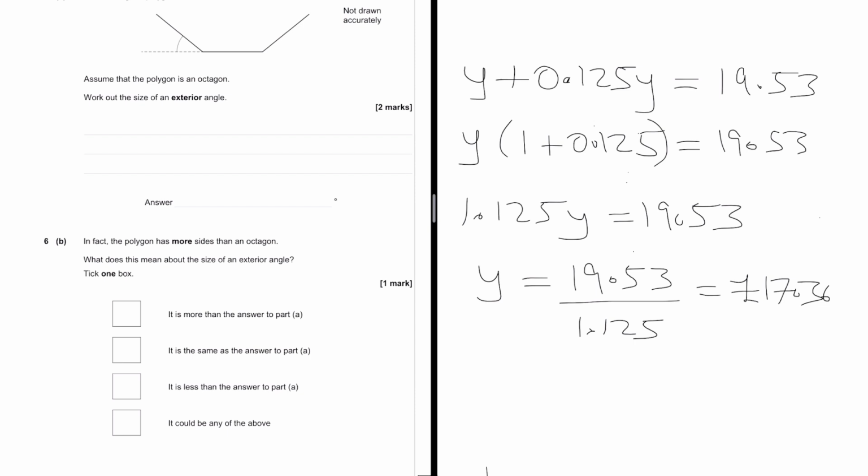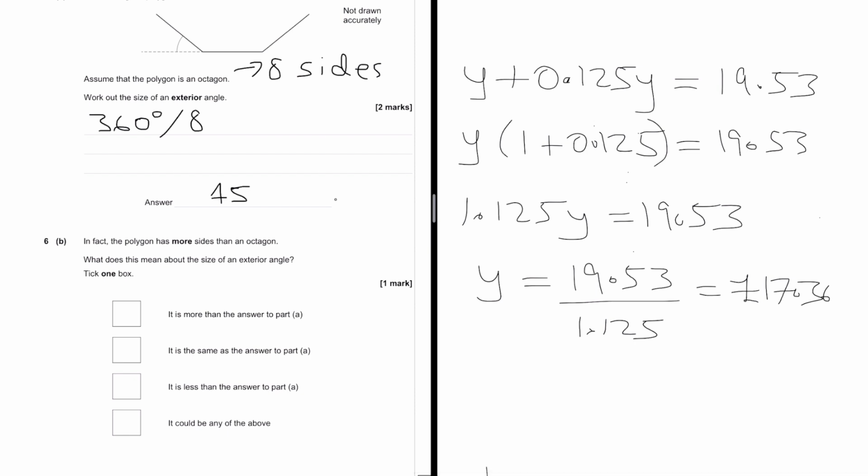So we know that it's an octagon, which means 8 sides, and therefore one angle is going to be equal to 360 degrees over 8, and this is 45 degrees.